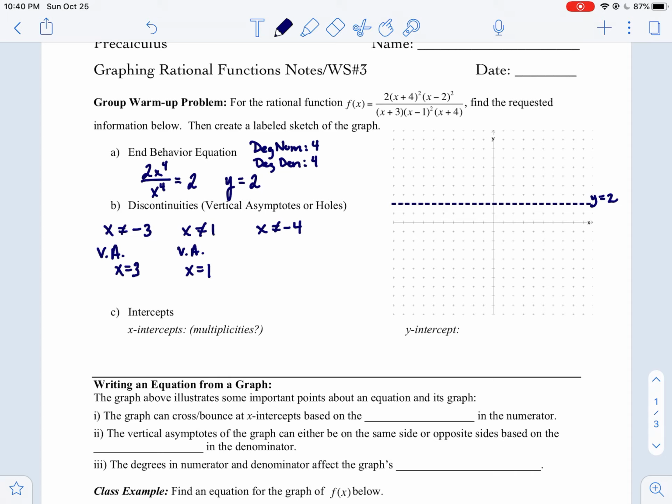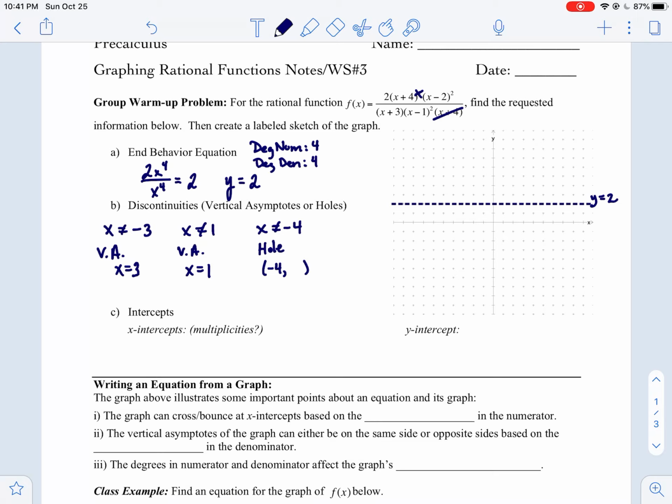And then last but not least, at x plus 4 there, you'll notice that x plus 4 does cancel with one of those x plus 4s on the top. And so because that would cancel out of the denominator, we are going to have a hole there. And so our hole would be at negative 4 comma something. And so we figure that out by plugging it back into the simplified equation.